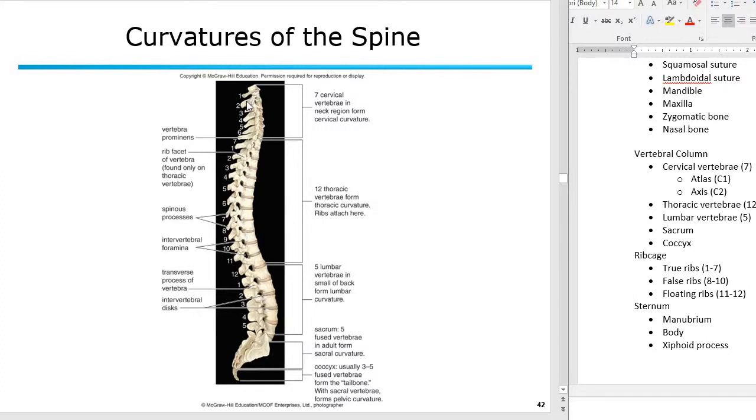The very top two vertebrae are special. They are cervical vertebrae, but they have a different name.